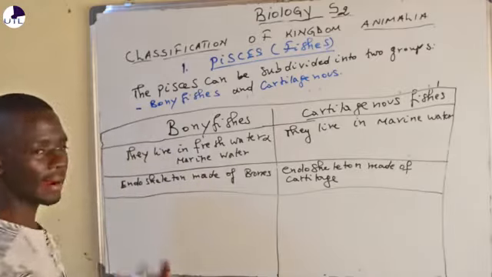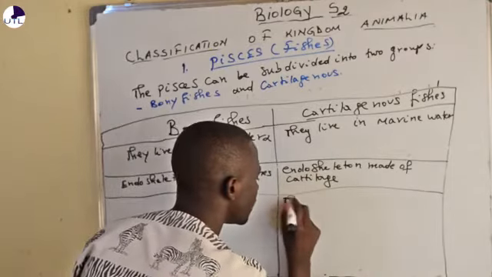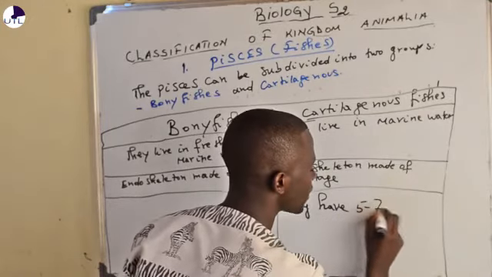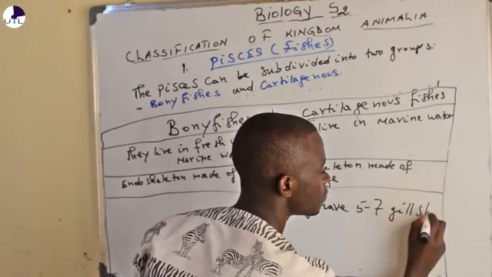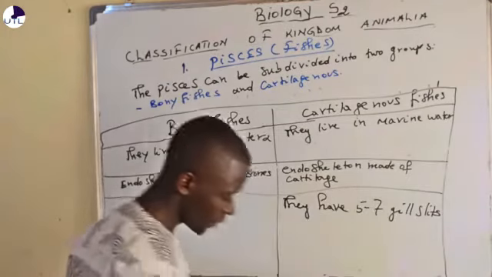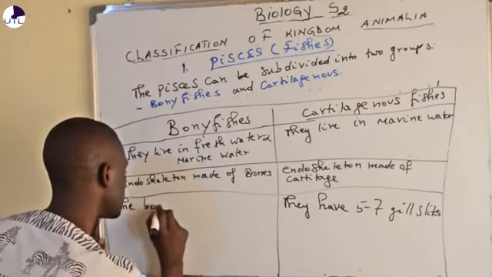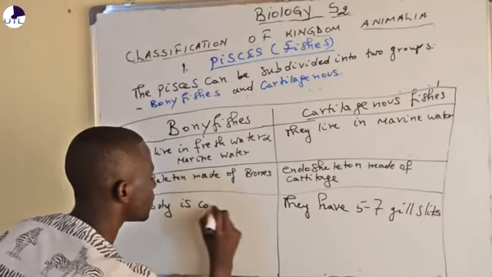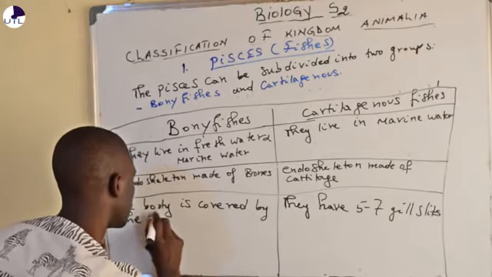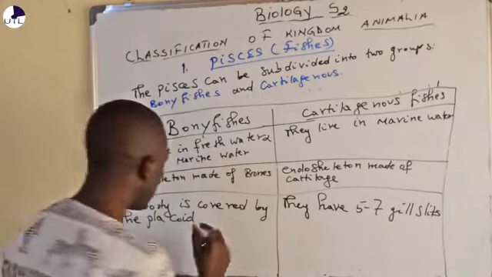And the third characteristic of them is that here they have five to seven gill slits. They have 5 to 7 gill slits, while here the body is just covered by the placoid scales.